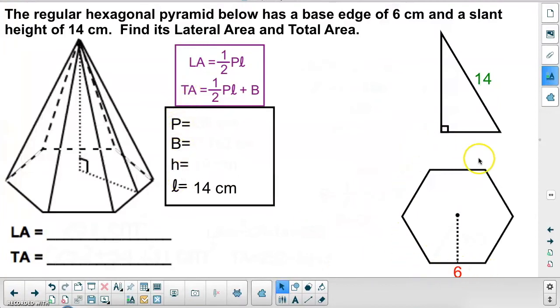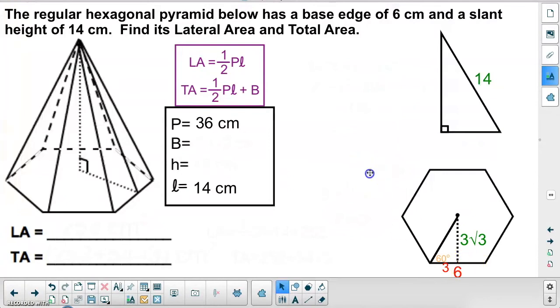So to find perimeter, we know that this is a regular hexagonal pyramid, so 6 times 6 gives us 36 centimeters. We need to find the area of the regular hexagon using our apothem formula. We know that this half of the side will be 3. Therefore, across from the 60 in that 30, 60, 90 triangle will be 3√3. So we know our apothem is 3√3.